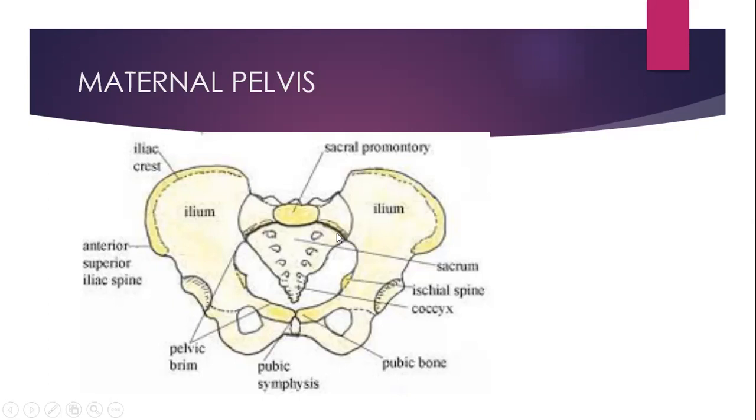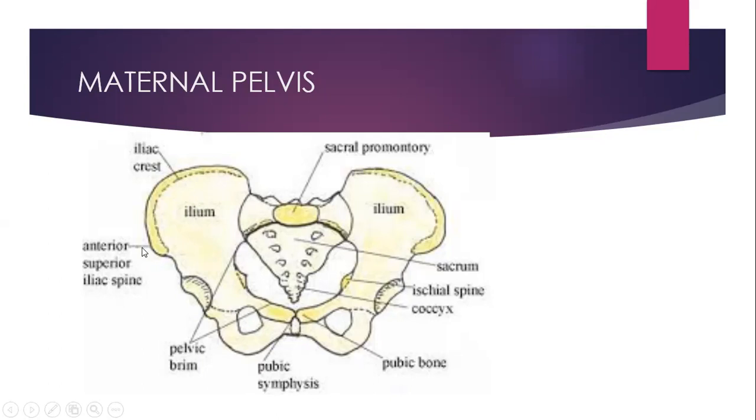Then sacroiliac articulation, anterior border of ala, and sacral promontory. Okay, so these are the landmarks of the maternal pelvis. The pelvis is made up of three bones: ilium, ischium, and pubis, along with the sacrum. So here we have symphysis pubis, pubic bone, ischial spine, coccygeal vertebra of the sacrum, ilium, sacral promontory, and the iliac crest.